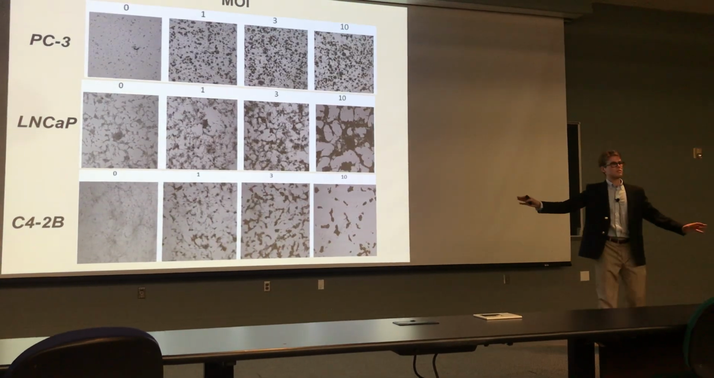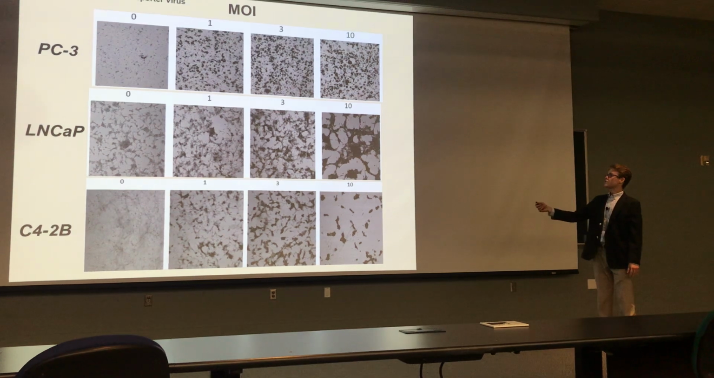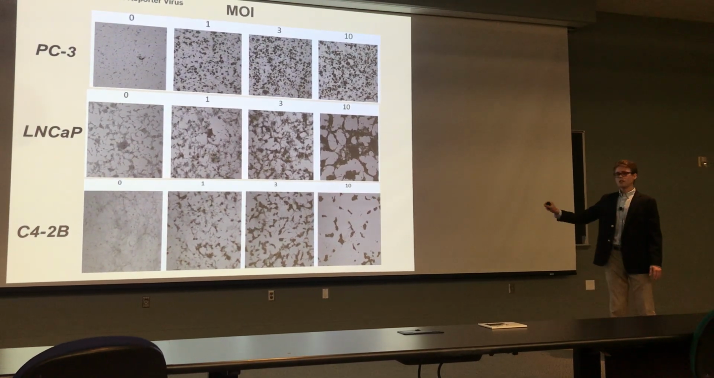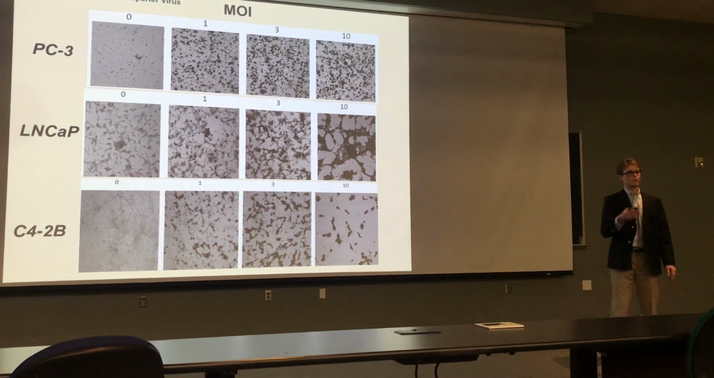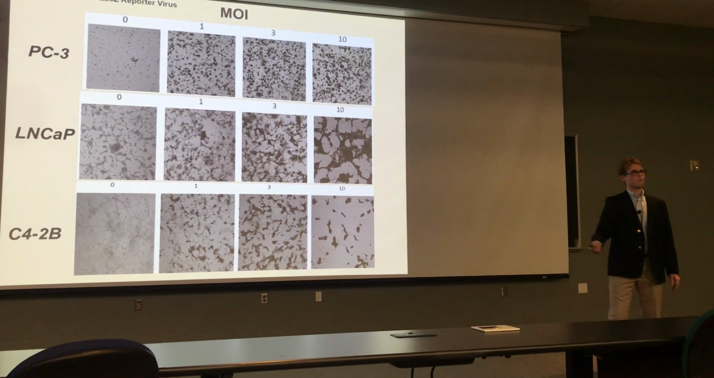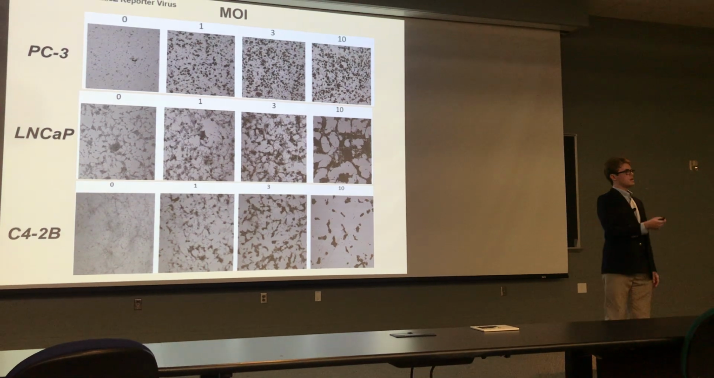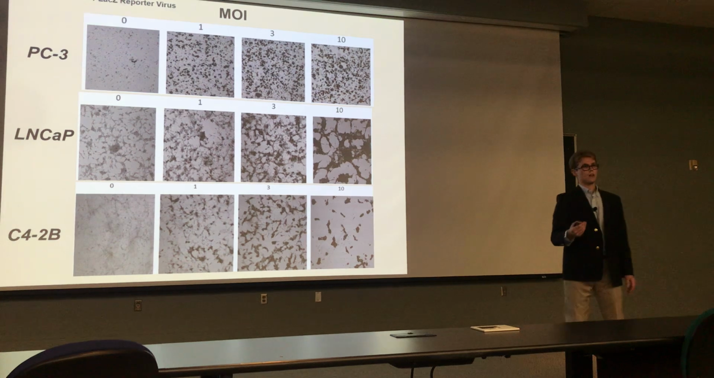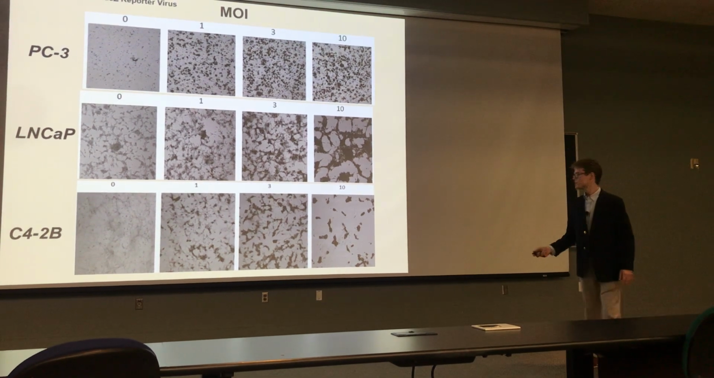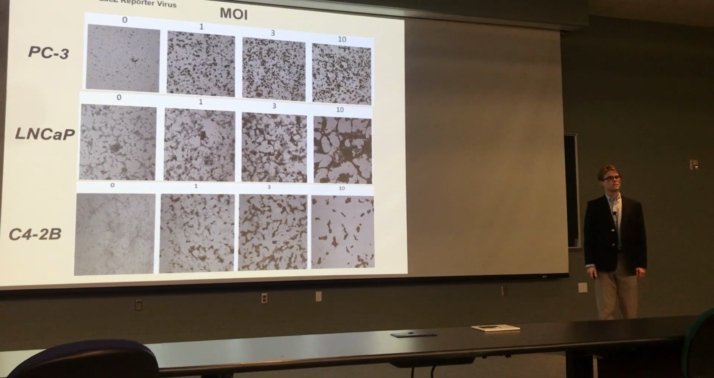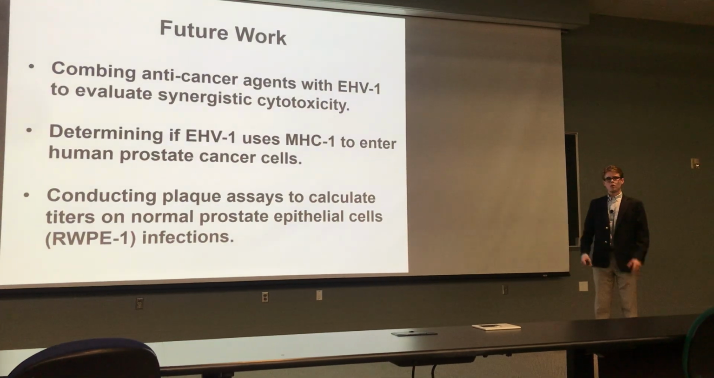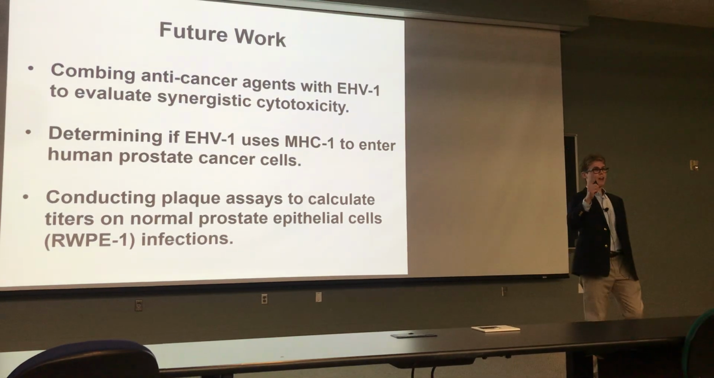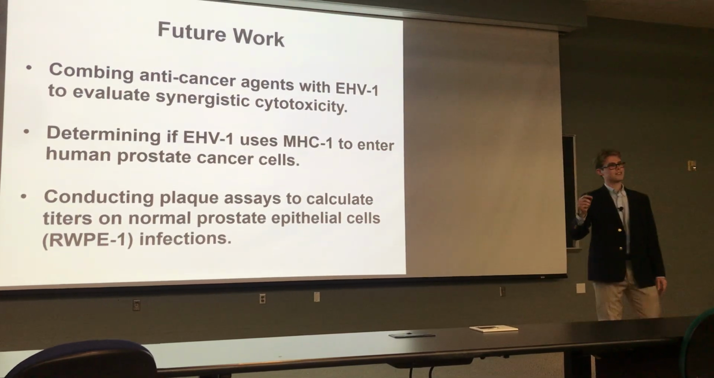So these images that you see are infections with the EHV1 LacZ reporter virus. And what you're seeing is as the MOI, the multiplicity of infection, increases, you're seeing more dark pigmentation. And what that means is the more dark pigmentation you have, the more infected cells there are. And you see this across all 3 cell lines. So we just answered our questions, we now know this virus can serve as an oncolytic vector towards prostate cancer cells.